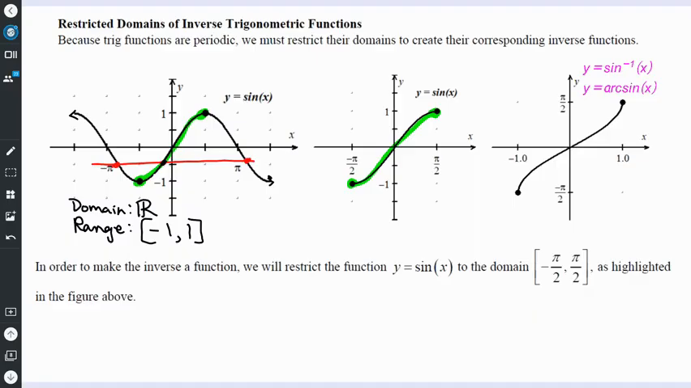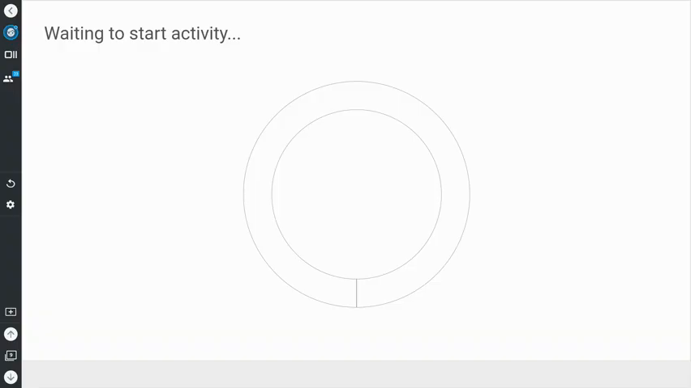Okay, so in order to have an inverse function, we have to restrict the domain for a sine from negative pi over 2 to pi over 2. Okay, and this is the graph. This is how the graph is going to look for our sine. All right. Now that we have a restricted domain in order to create our inverse for sine, what is the domain and what is the range for the inverse of sine?